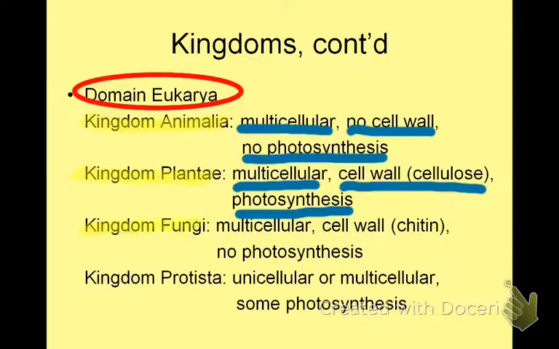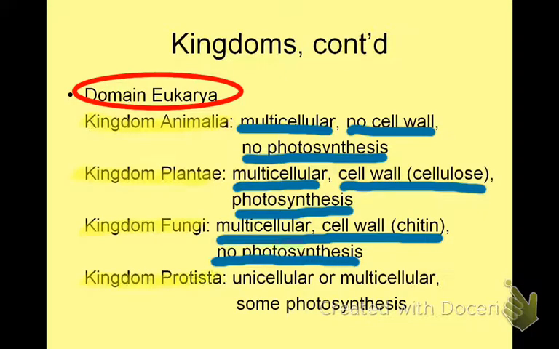Kingdom Fungi, like mushrooms, mold, yeast. These are multicellular. They have a cell wall made of a chemical called chitin. Chitin's also found in the exoskeleton, the outside shells of insects, interestingly enough. And fungi do not do photosynthesis. So you can see the similarities and the differences here. I'm actually going to have you guys classify these out in a couple of days.